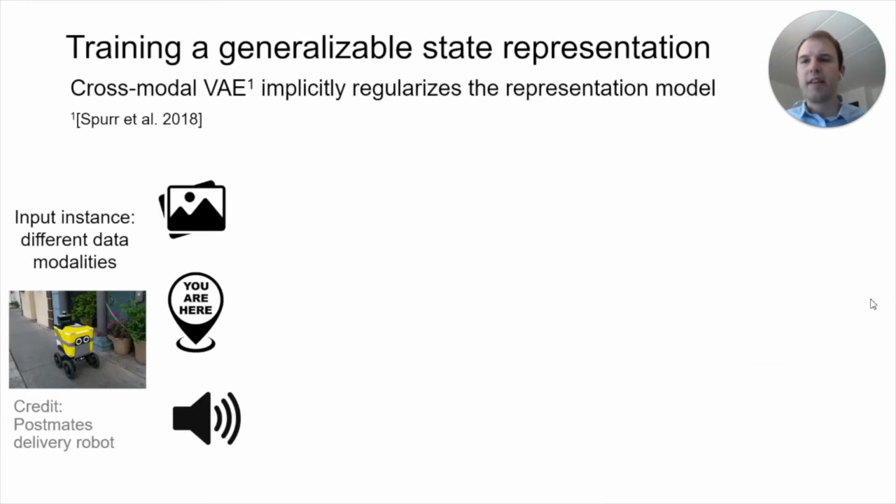The way we ensure that our latent representation contains useful features for our task at hand is by employing a technique called Cross-modal VAE, where we use multiple modalities of data at the same time to train a single joint latent space. So let's take a look at an example of what that means.